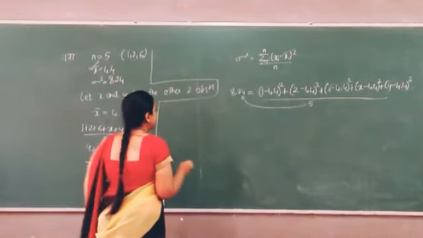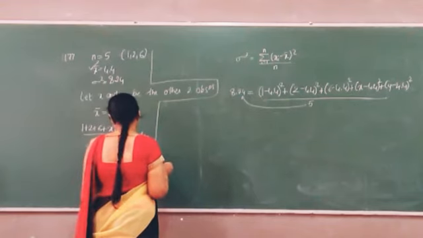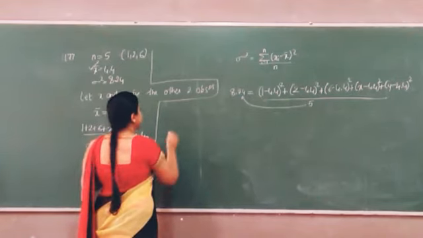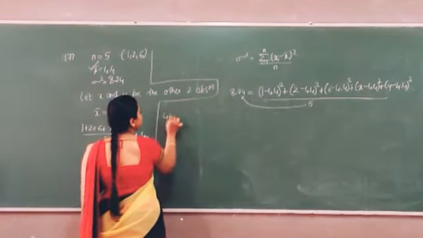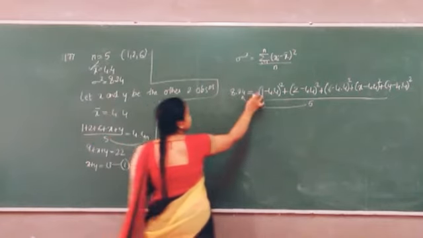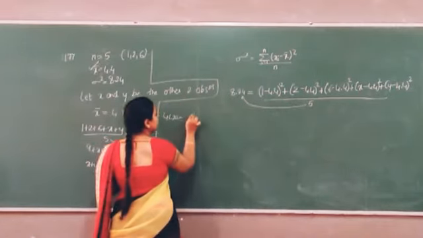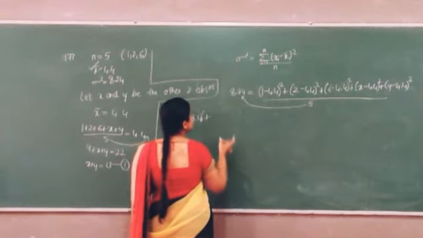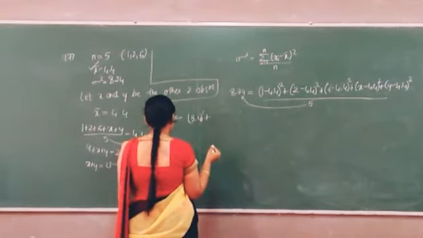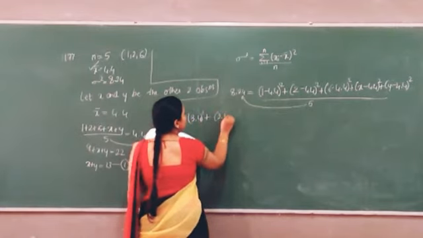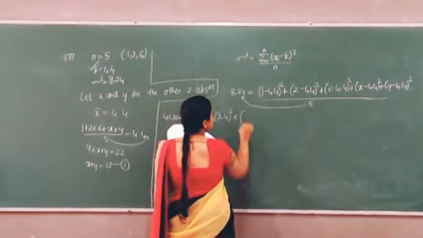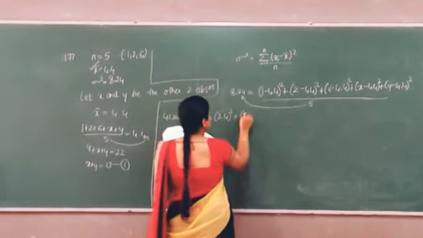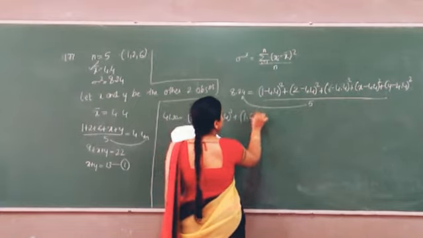Other side. So 8.24 into 5. It will turn out to be 41.20. 1 minus 4.4 is 3.4 whole square. Next, 2 minus 4.4 whole square is 2.4 whole square. 6 minus 4.4 is 1.6 whole square.